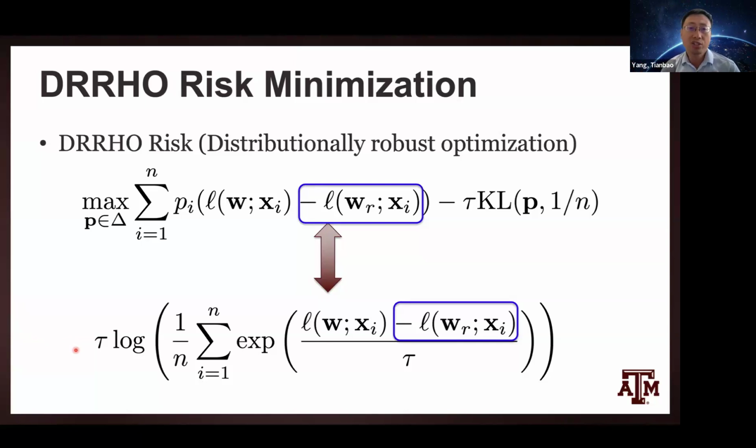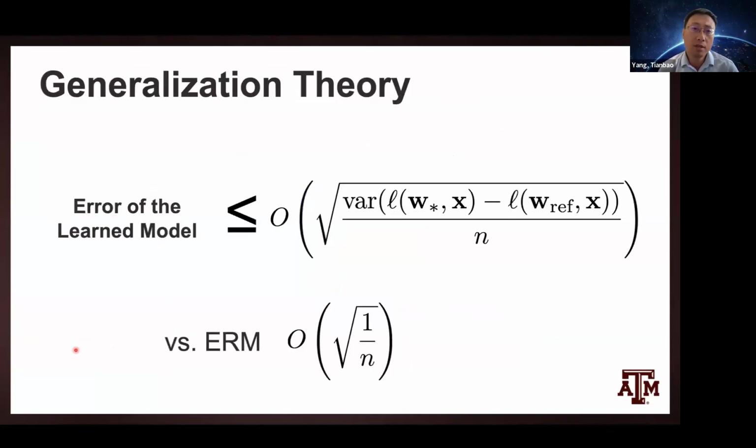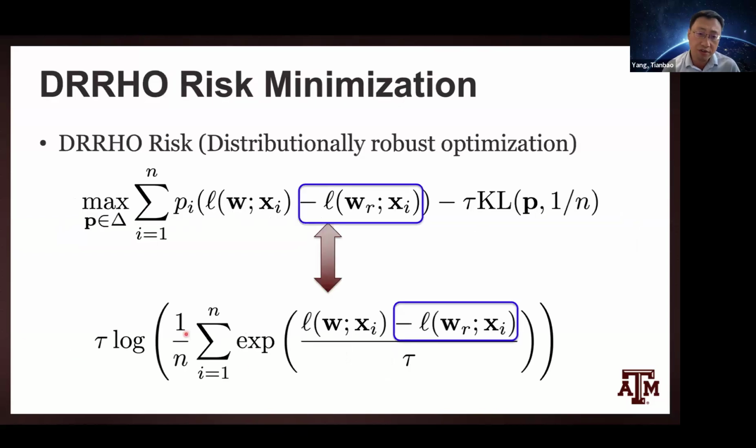Next, we want to understand how this framework can give us better generalization and a better scaling law. So we want to analyze it from theory. We develop theories based on the existing results of distributionally robust risk minimization. We have two results here. We want to bound the generalization error of the learning model by optimizing this objective.